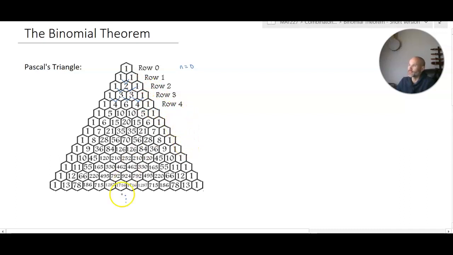This thing goes on indefinitely. So we have a series of rows here, so you can see how quickly this thing kind of blows up. Each row will have 1 element more than the row above it, but it progresses in this fashion.